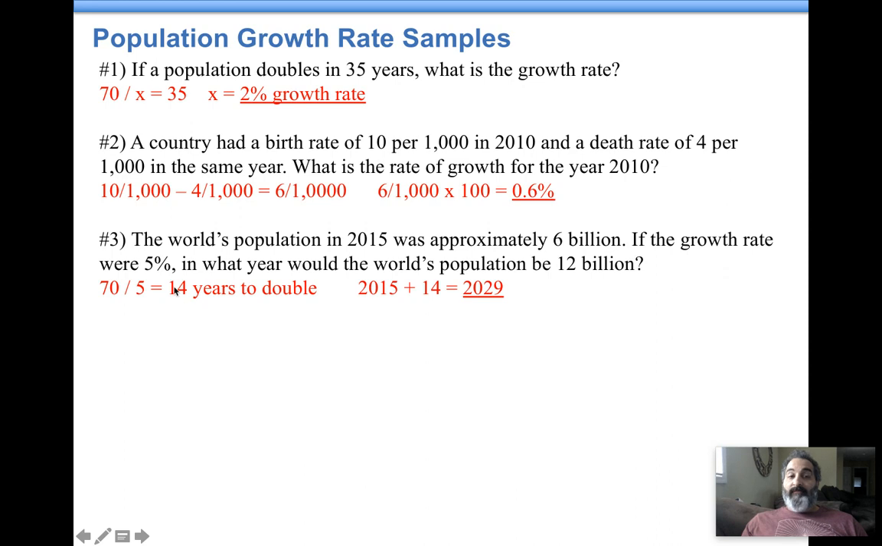The world's population in 2015 was approximately 6 billion. If the growth rate were 5%, in what year would the world's population be 12 billion?